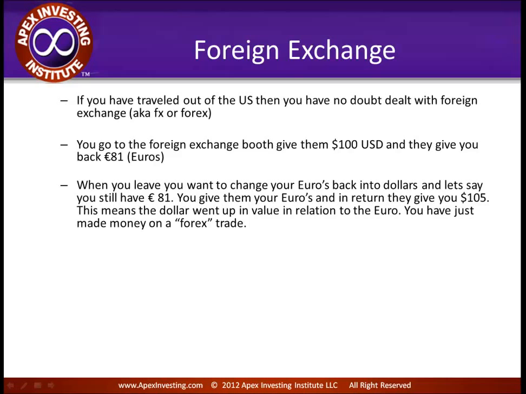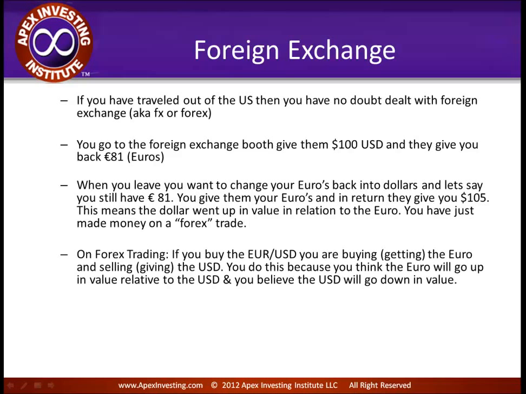So you give them your euros. Even though you gave them $100 and they gave you 81 euros, now they give you $105 for your 81 euros. What this means is the dollar went up in value in relation to the euro. And you've actually just made money on a forex trade.